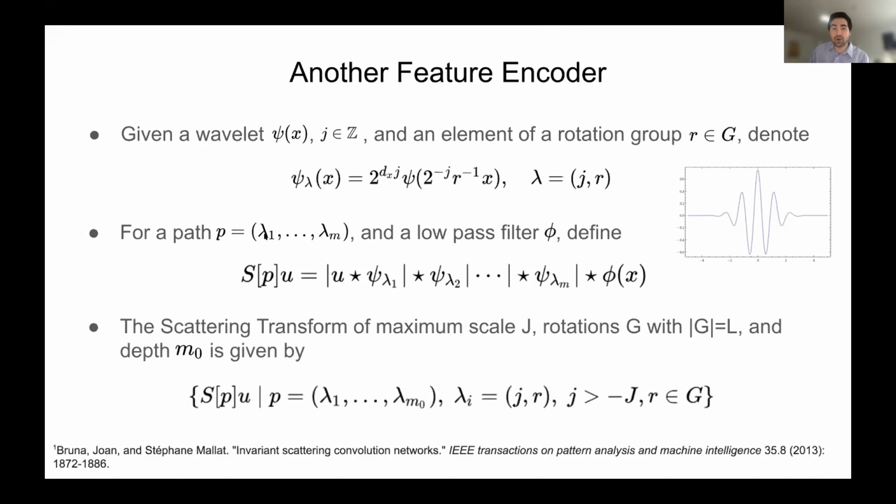And if we consider all possible paths with a fixed depth where the scales and the rotations come from some finite set, we get what are known as the scattering coefficients. And this is the output of the scattering transform. This ends up having some really, really nice properties sort of by design. In particular, it's relatively robust to small deformations and noisy corruptions of the input.